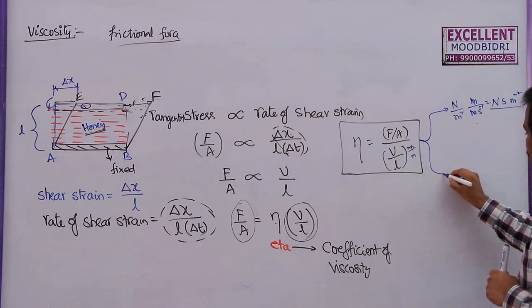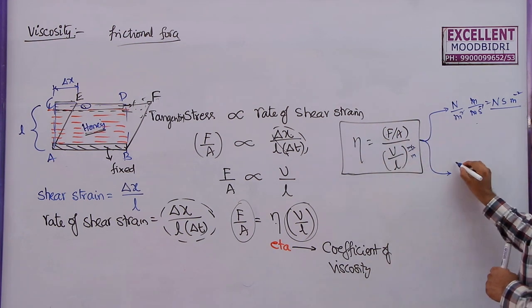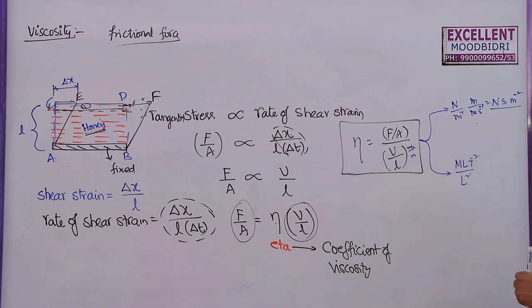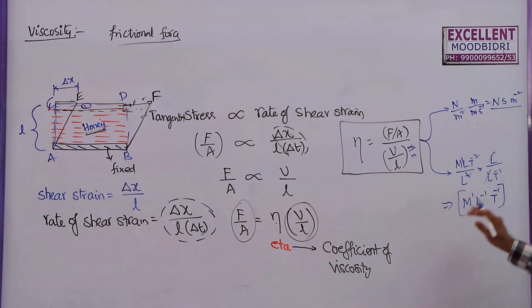Now what about the dimensional formula? Force by area is M L T power minus 2 by L square. Velocity by length, when it goes up, becomes length by velocity, L by L T power minus 1. The L and L get cancelled, and this becomes M power 1, L power minus 1, T power minus 1. So this is the dimensional formula.